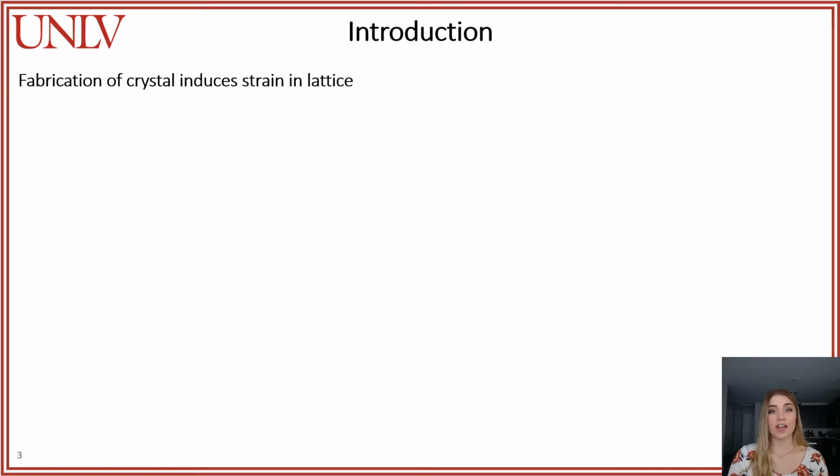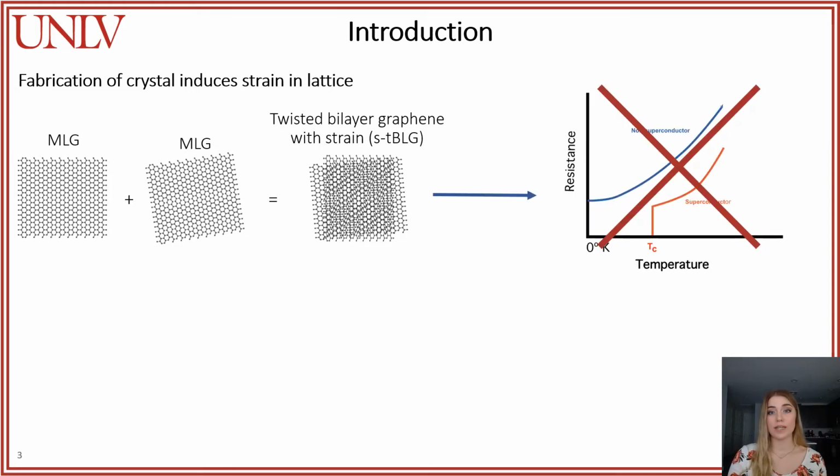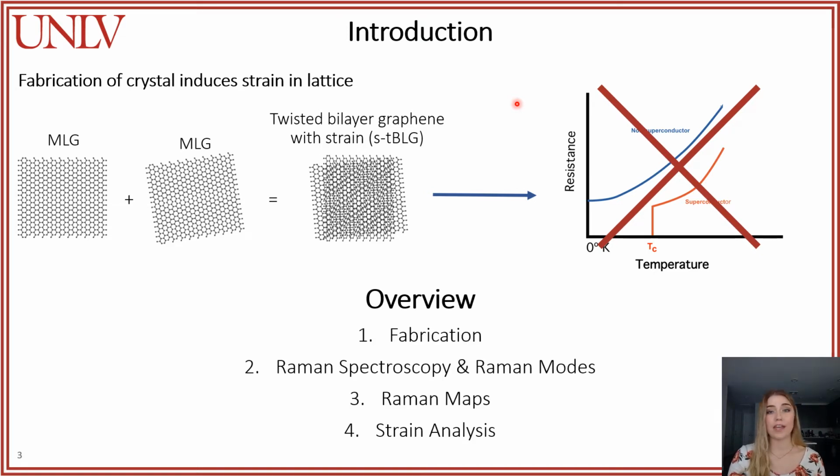However, during the creation of these crystal heterostructures, strain occurs. And small variations in the crystal structure from strain are predicted to destroy the superconducting state. So my goal is to analyze and improve current techniques to minimize that strain in order to study the interesting and neat phenomena that occurs. I'm going to briefly walk you through a crystal that I created and the analysis on strain variations. And to do this, I will explain crystal fabrication, Raman spectroscopy and Raman modes, mapping, and strain analysis.